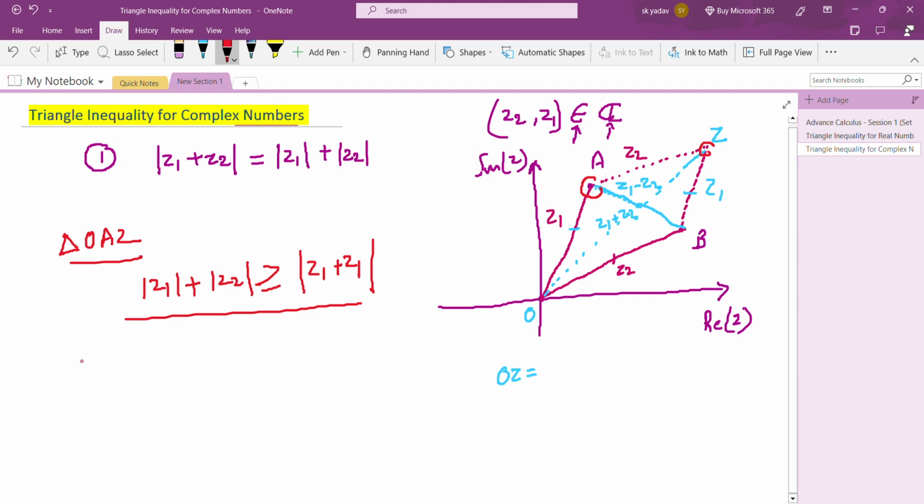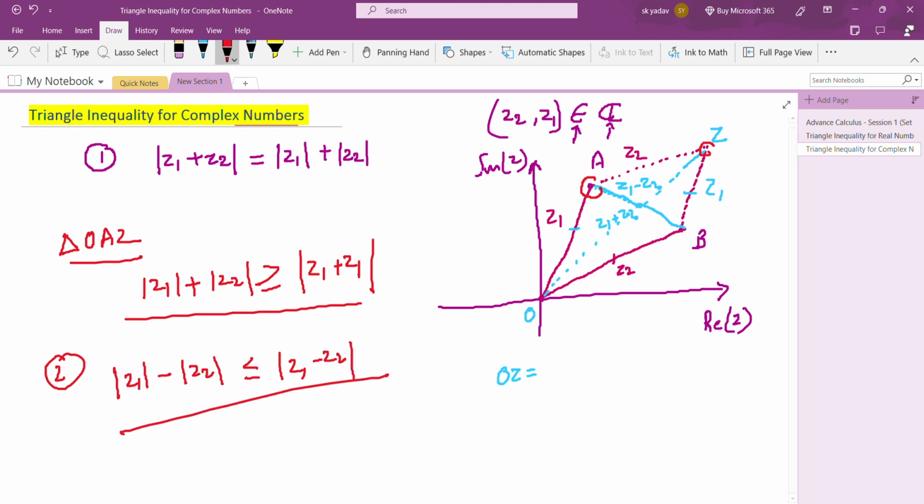In the same way, we have another thing: Z1 minus Z2 is less than or equal to Z1 minus Z2 (in magnitudes). This is the second form of the inequality, which we can also prove with the help of this one.